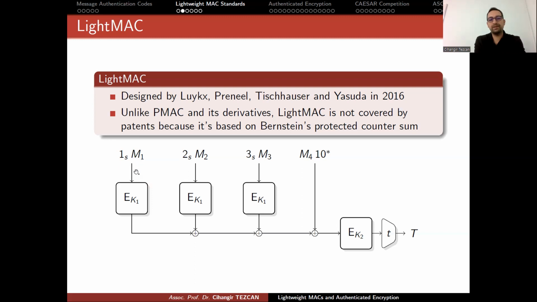Instead of only message blocks, you also have a counter, called Bernstein's protected counter sum. If you remove the counters and some of the things from this picture, it turns into something called PMAC. PMAC is a patented lightweight algorithm, but LightMAC is not covered by patents, and it is based on Bernstein's protected counter sum. So this is why it became a standard. You put counters at the beginning of your message blocks, you perform a padding at the end, and you perform encryptions here, and provide the tag. So you turn a block cipher into a message authentication code.